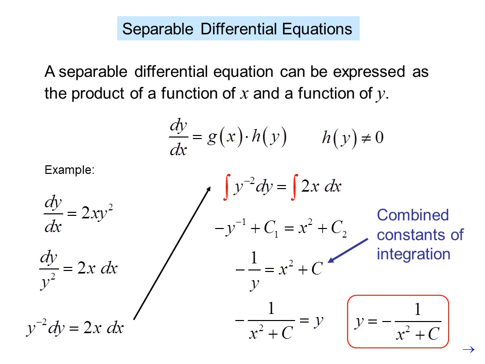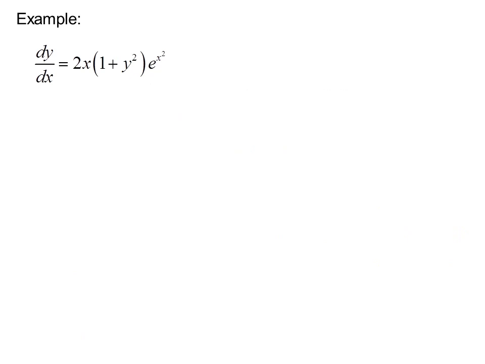Notice that the constant of integration is not at the end. In this case, it's in the denominator. Here is another example. dy dx equals 2x times the quantity 1 plus y squared times e to the x squared.